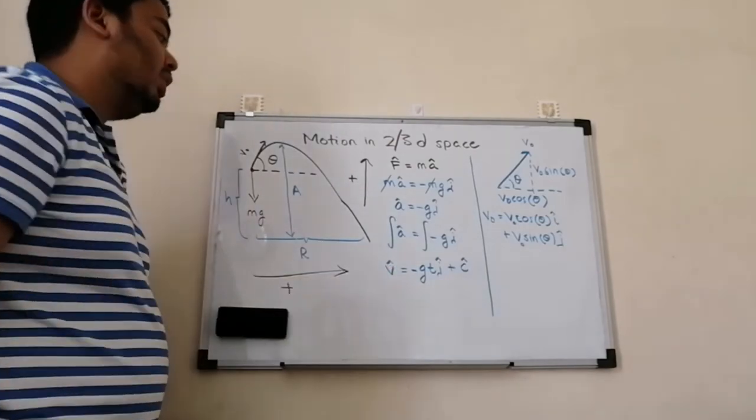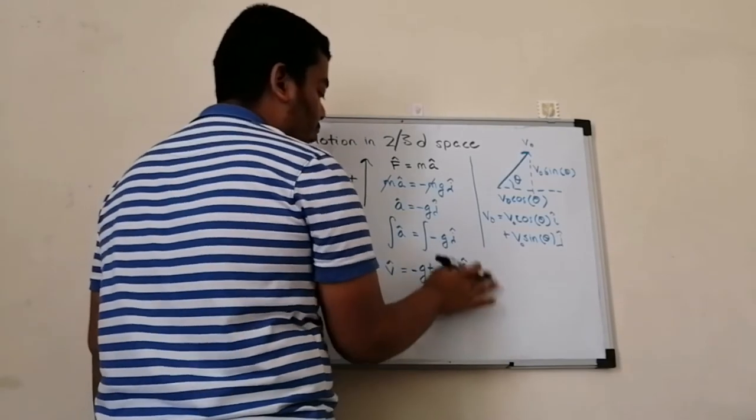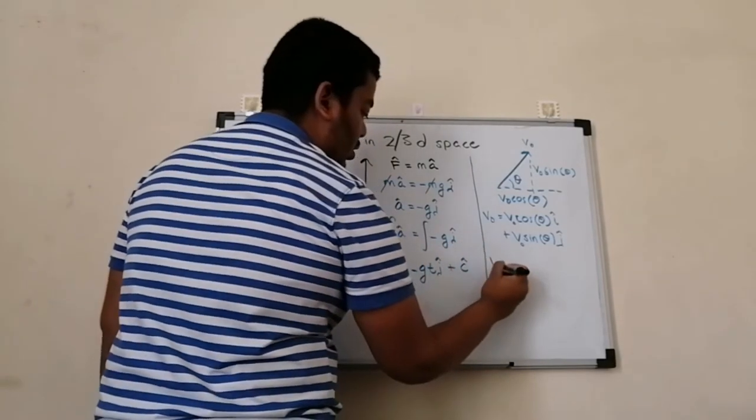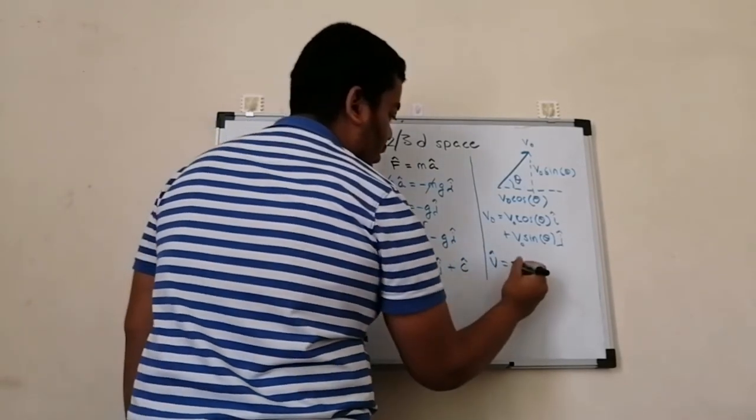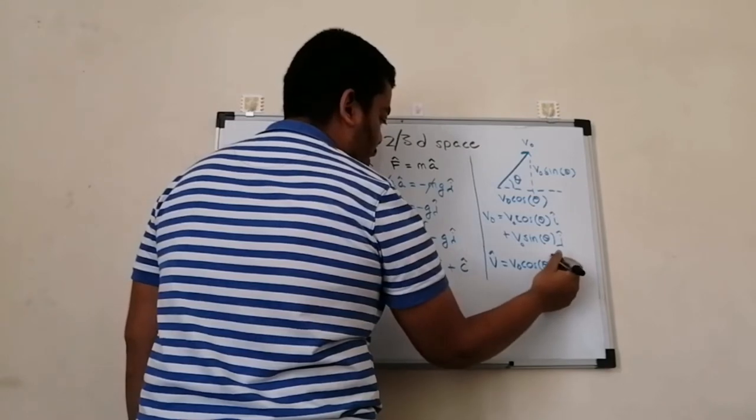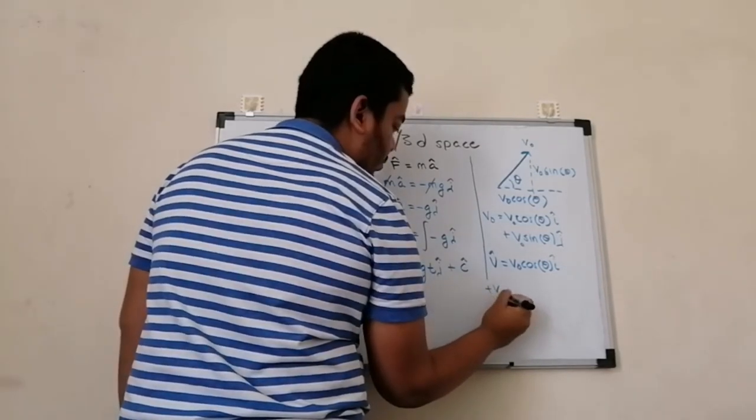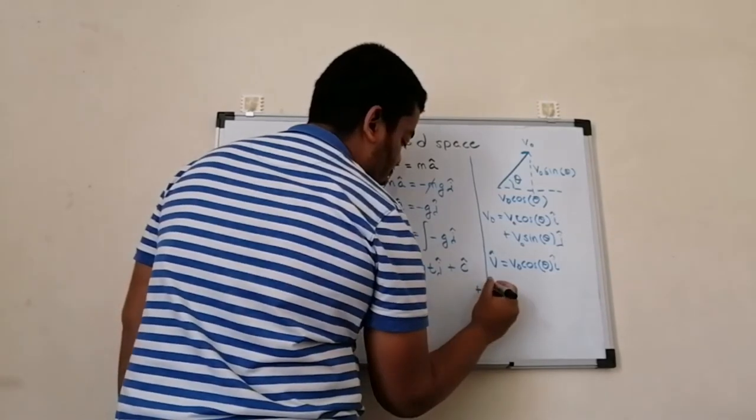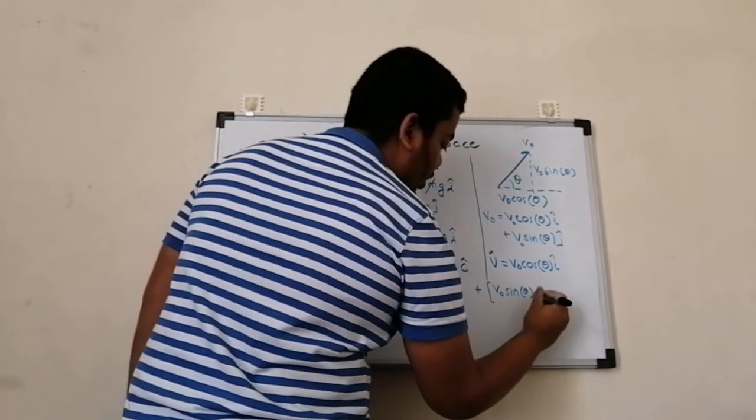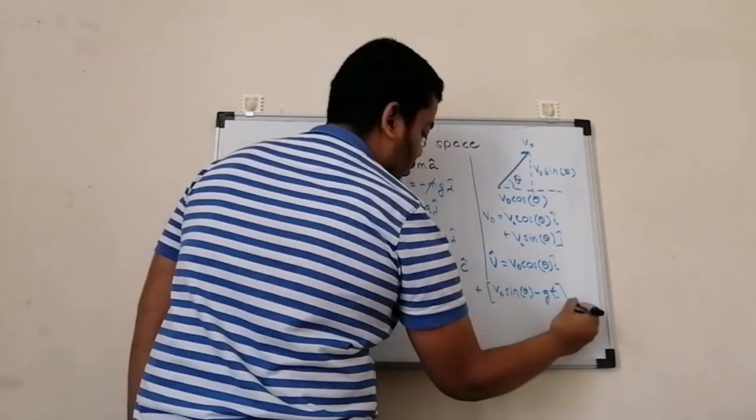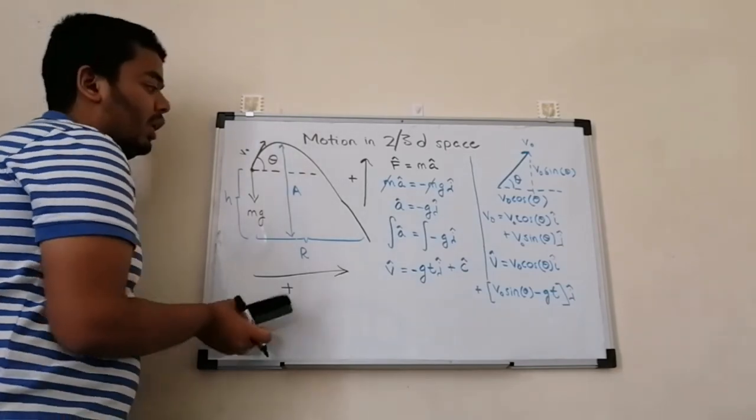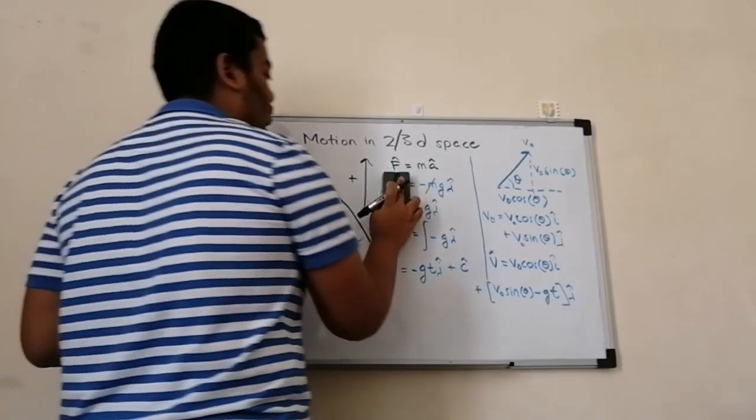Now we can replace them right here. What we can do is, let me remove this line. V is equal to V naught cos theta in the I component plus V naught sine theta minus gt in the J component. Perfect. So we got the velocity vector also. So now let's write down the velocity vector and we will focus on the velocity vector alone.